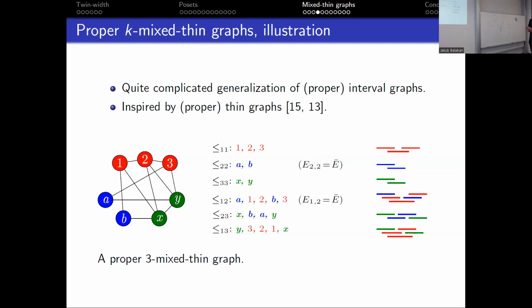So it cannot be an arbitrary ordering, like 3, 1, 2 would be wrong, so it wouldn't fit the definition, but it's either the same relative ordering or the inverse. Yeah, and that's basically all of it. So proper k-mixed-in graphs means that all these representations are proper. And that's the definition.